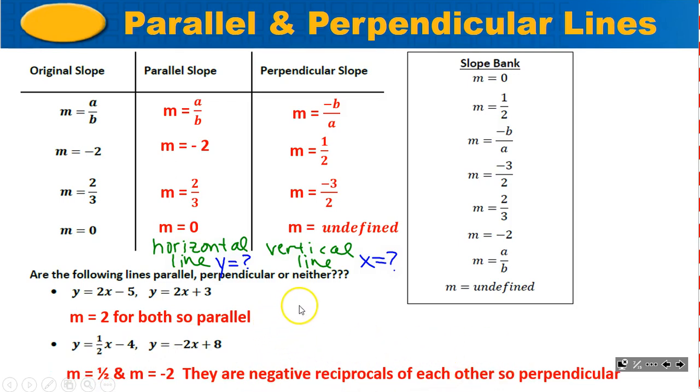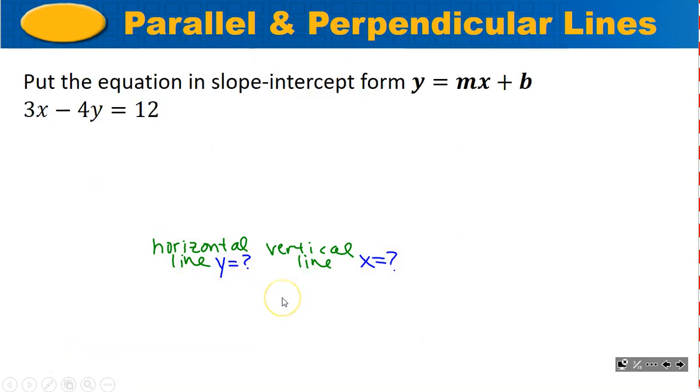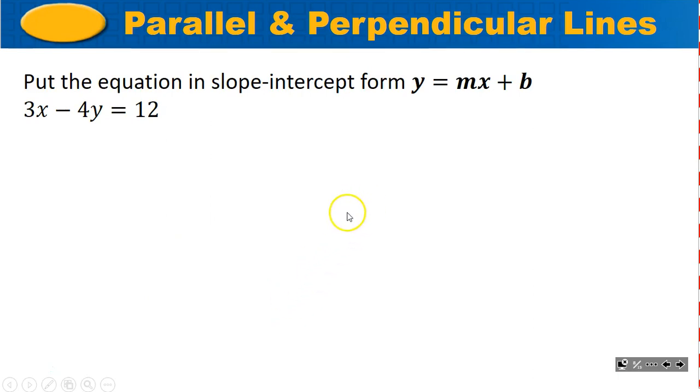And again, we could do our hack here. 1/2 times -2 gives us -1, and that indicates to us that the slopes of these lines are perpendicular. So now, the next part of this, what we're going to do is put each of these equations in y is equal to form. So that means y is equal to mx plus b.